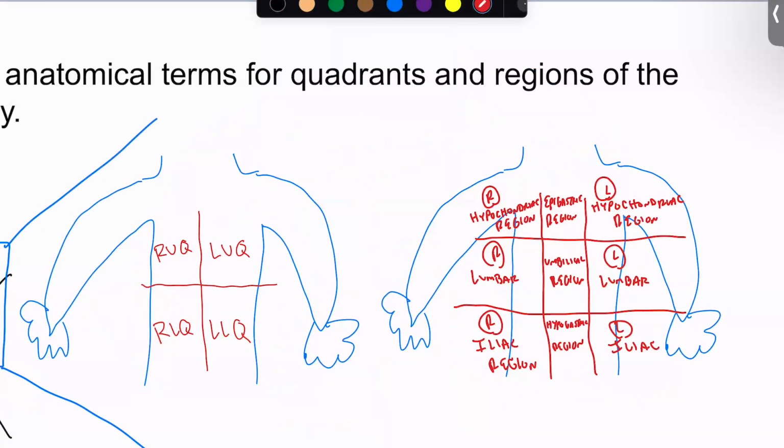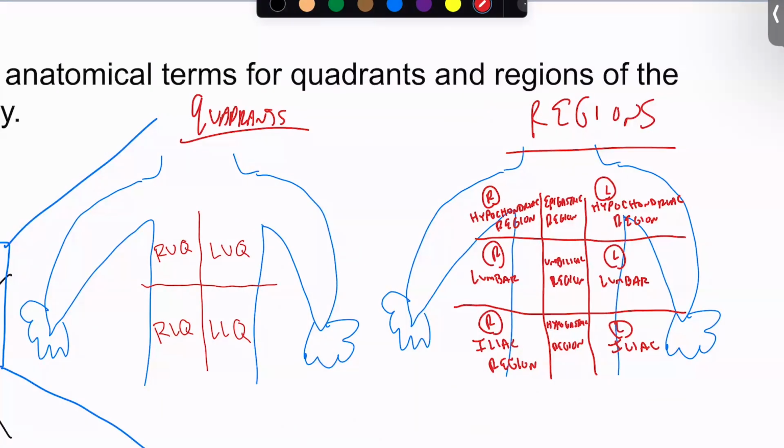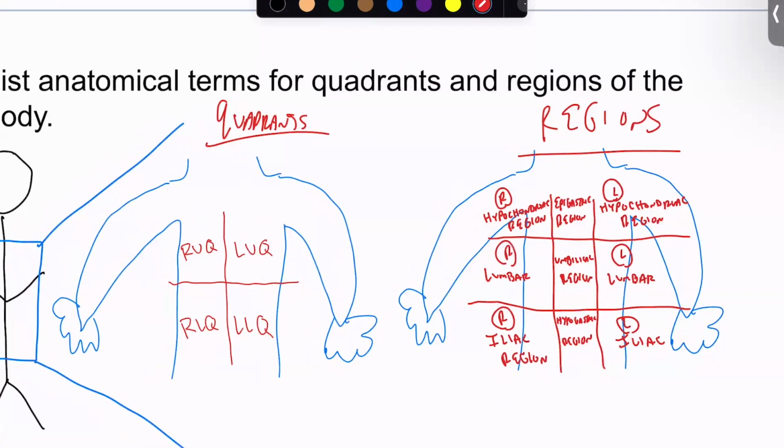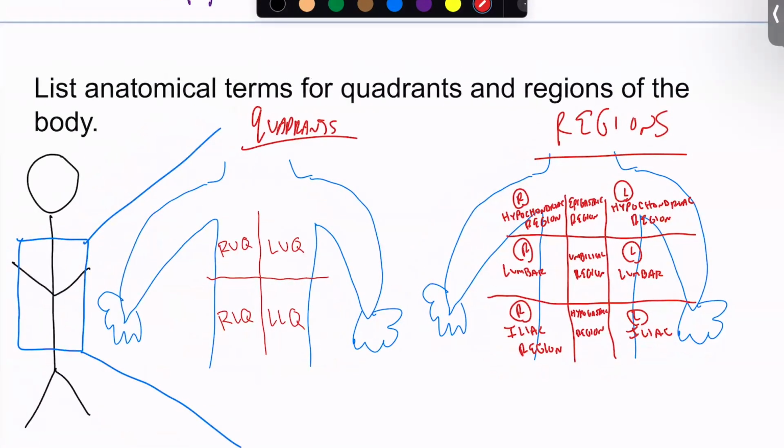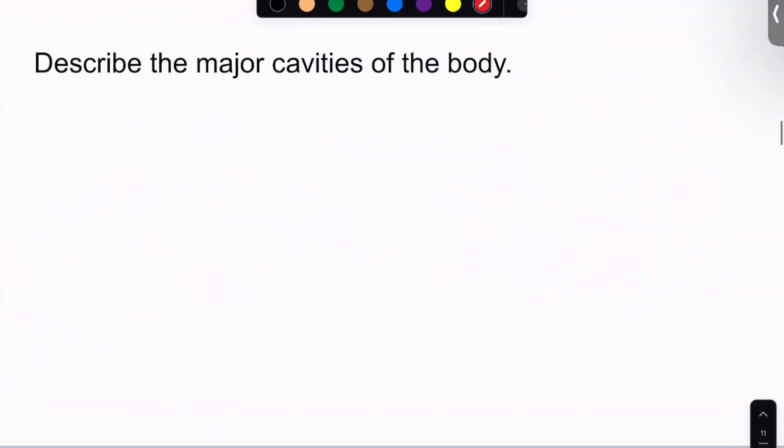So I would know both. I would know these are the quadrants. And then these are the regions. There you go. Okay. And then now describe the major cavities of the body.